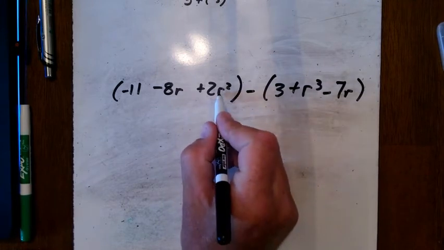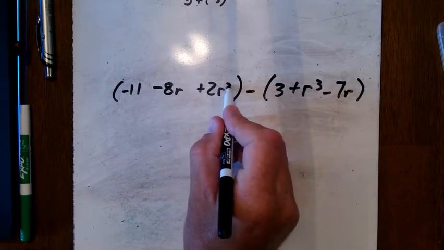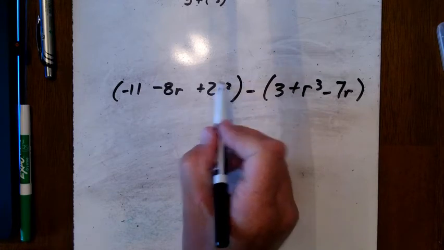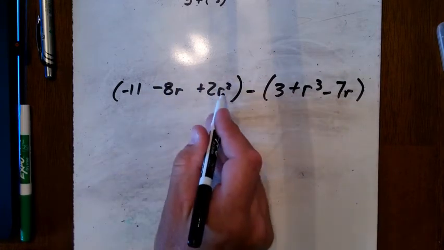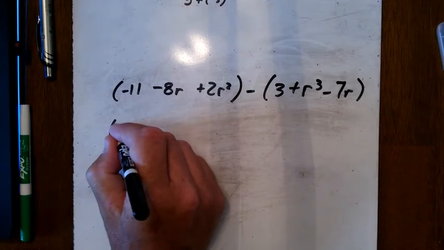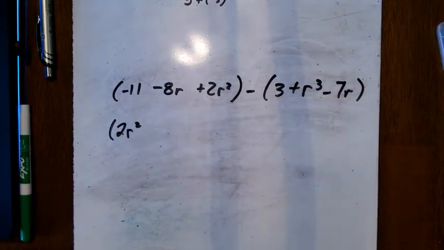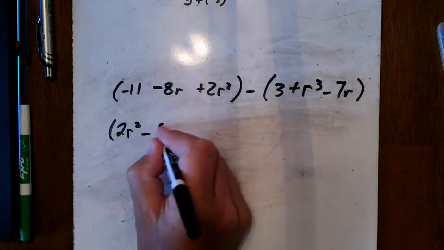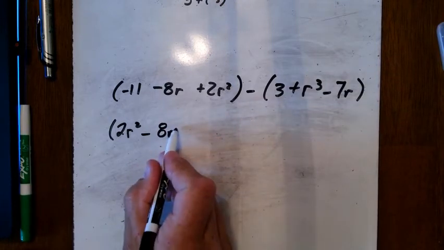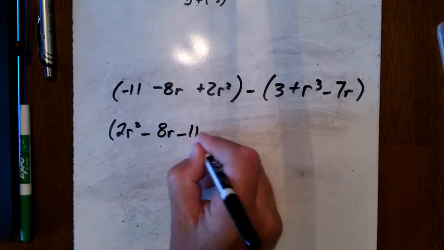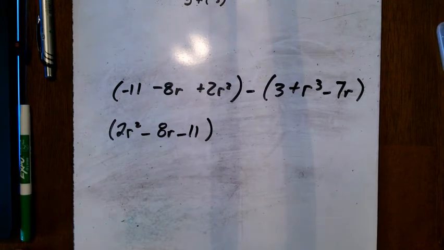form. Standard form means that we're going to write the exponents in descending order. So I'm going to go to my largest exponent, which is the second power. Okay. And then I'm going to go to my next largest, which is r to the first power. And then my last one, which was subtract 11.